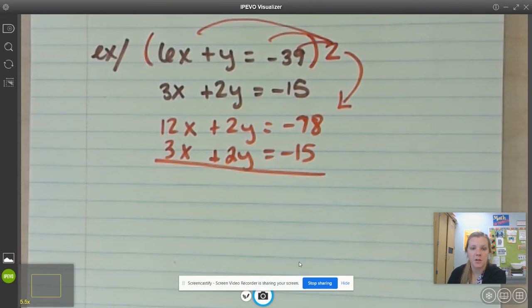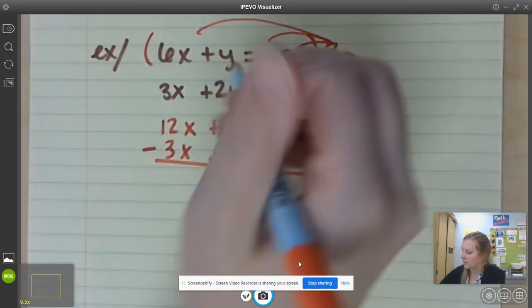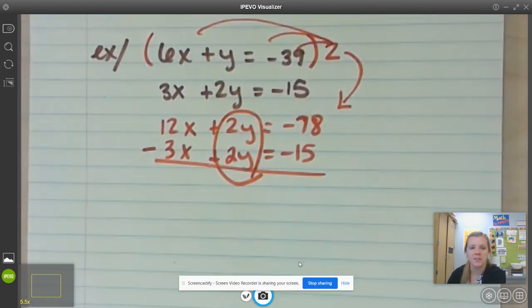And now I have my two equations. Now I would have to decide if I add or subtract them. In this case, I'm going to subtract them so that these variables cancel.